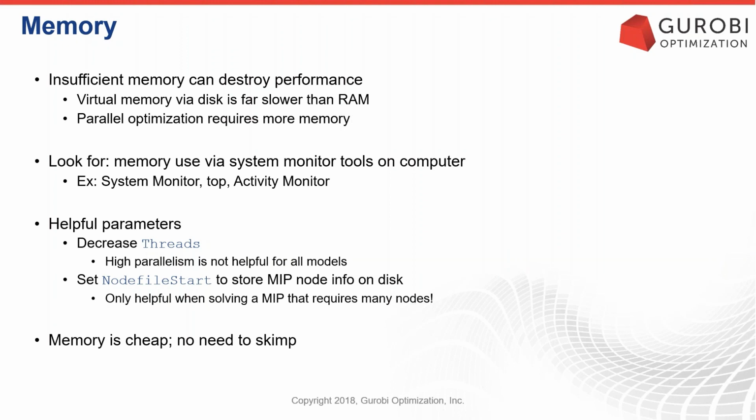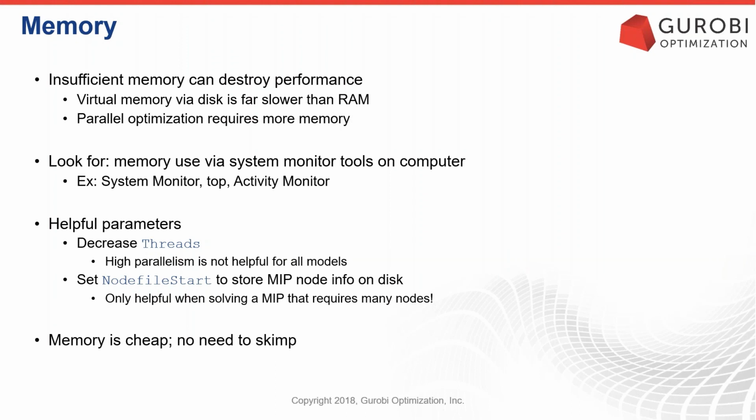For example, you can manually reduce parallelism. You can, for example, decrease the number of threads. Threads is a Gurobi parameter, and it's not helpful for all models to use all the physical CPU cores that you have, or a high number of threads. And if you decrease the number of threads, you can also decrease the memory that is needed.